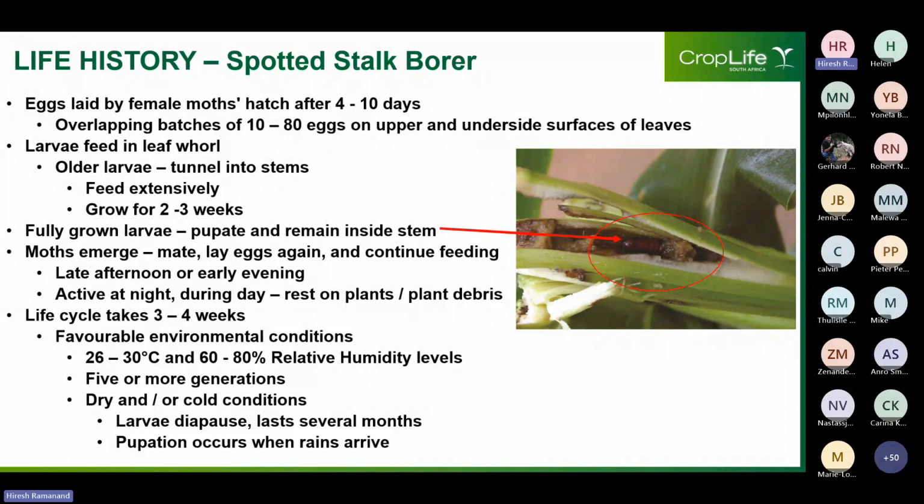In general, moth emergence occurs in the late afternoon or early evening. As with all species covered in this webinar, the moths are nocturnal, meaning that they are active predominantly at night. During the day, they tend to rest on plants and plant debris. The whole life cycle for Chilo partellus takes approximately 3 to 4 weeks, which varies in relation to temperature and other factors. Under favorable conditions, 20 to 30 degrees Celsius and 60 to 80% relative humidity levels, 5 or more successive generations may develop.